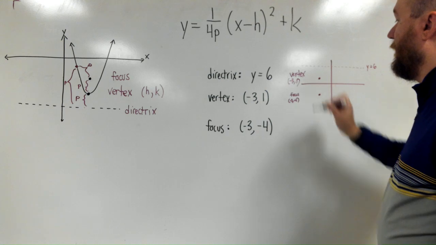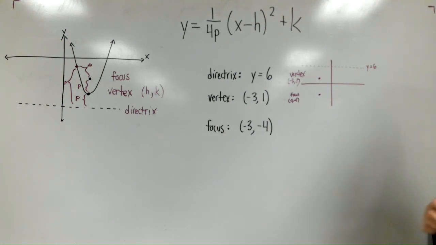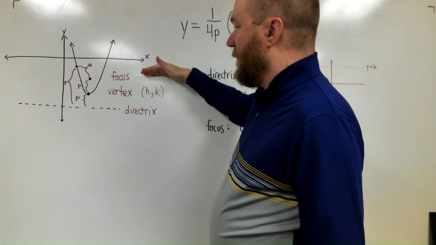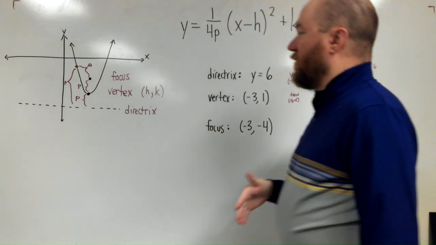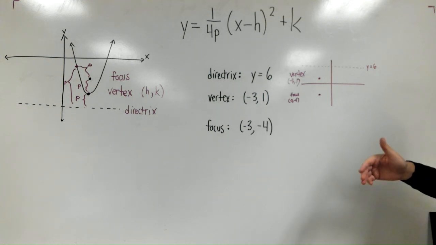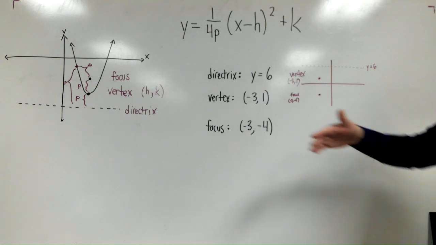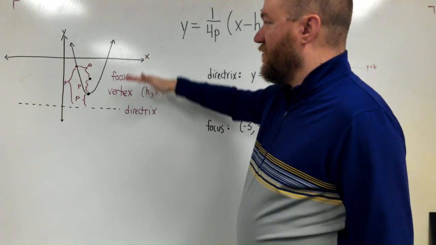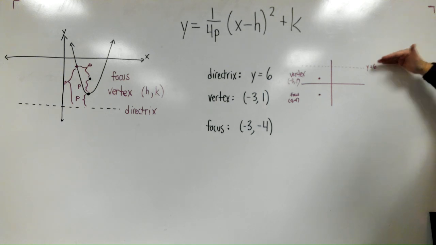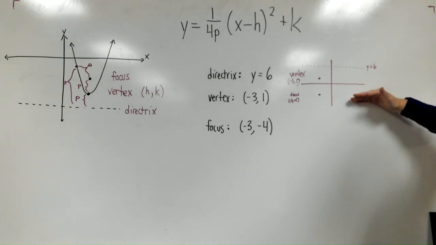-3, 1. So in our first example, the directrix was on the bottom, the focus was on top, and the vertex was in between. Your vertex is always going to be between them. If the focus is on top, the directrix has to be on the bottom. In this case, the directrix is on top and the focus is on the bottom.